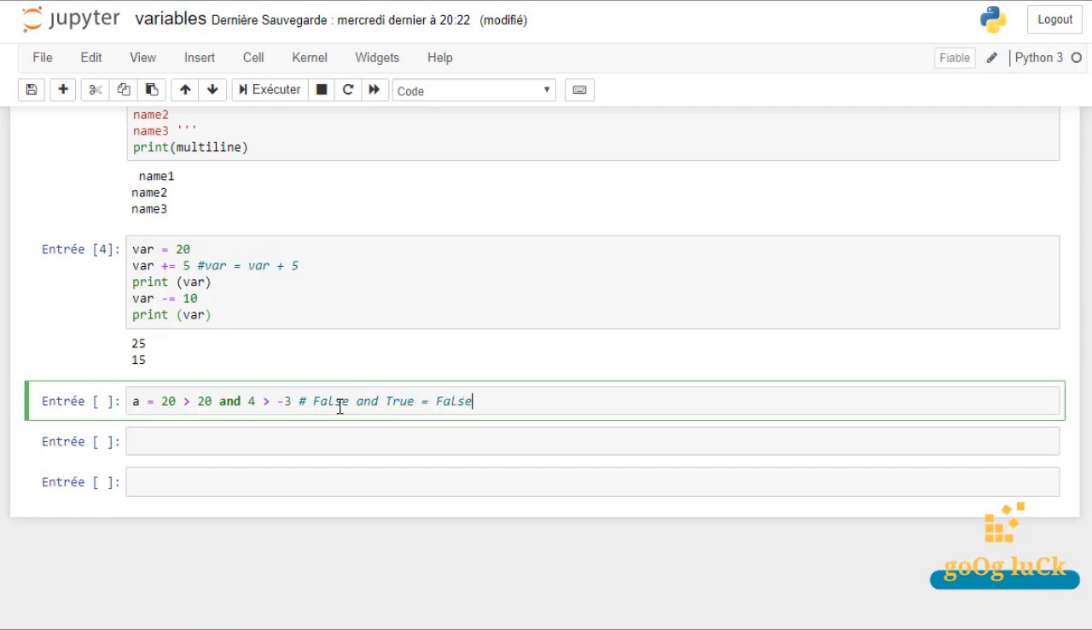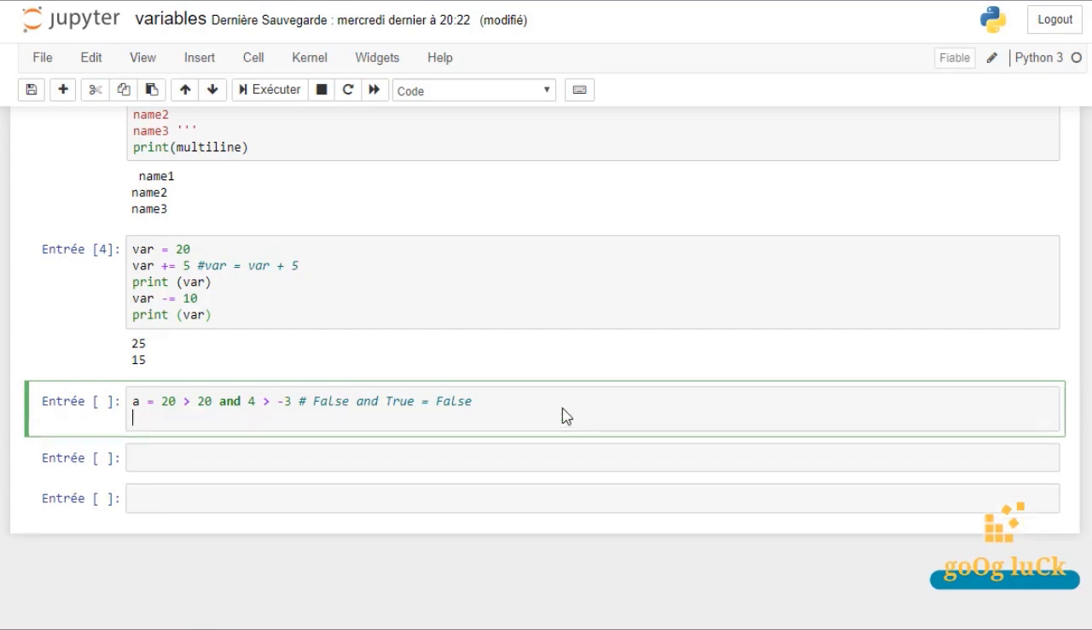How? Do you remember the binary calculation that you learned in your college? It's like 1 and 0 equals 0, or 1 and 1 equals 1. So consider true as 1 and false as 0. So false and true is false. That's why you got the result as false. Now if you print the value of a, you'll get the output as false.